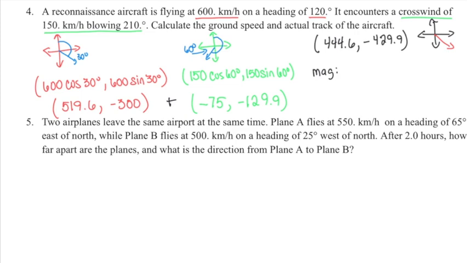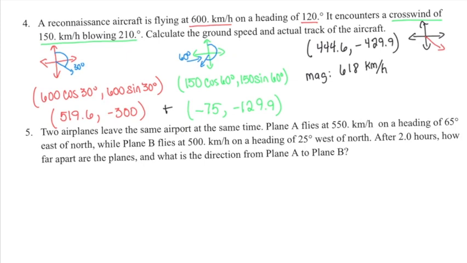How many significant digits do these have? I placed those decimals specifically so that you could see your significant digits. What are they? 3 significant digits. So you are going to round to 3 significant digits. In this case, you should get 618. Your magnitude was in kilometers per hour. All right.